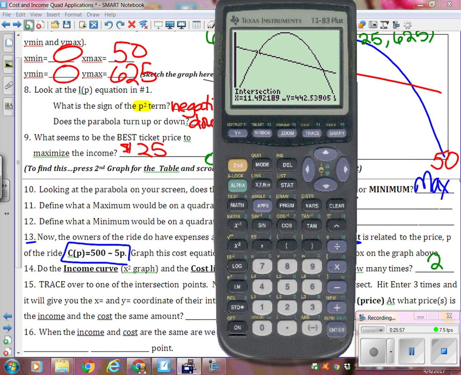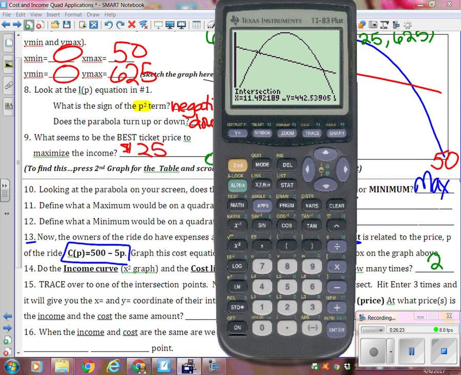What does this tell me? If I charge $11.49 for the ticket, I am making $442.54. Guess how much it cost me, though? Nope, guess how much it cost me? $442, and guess what? 54 cents.